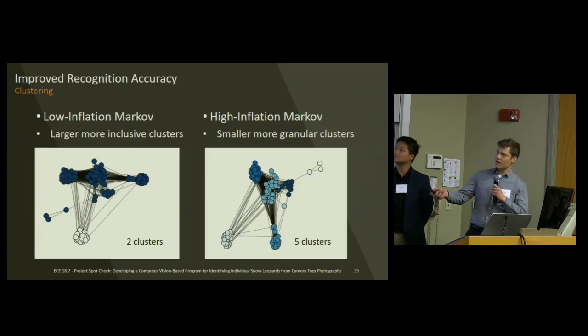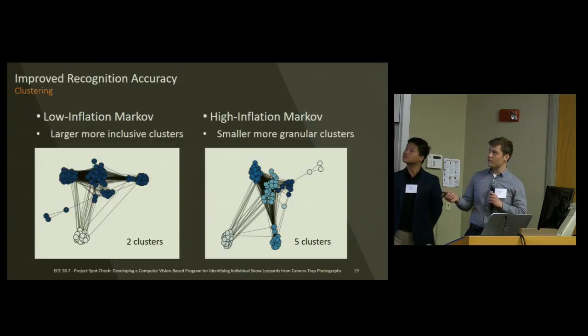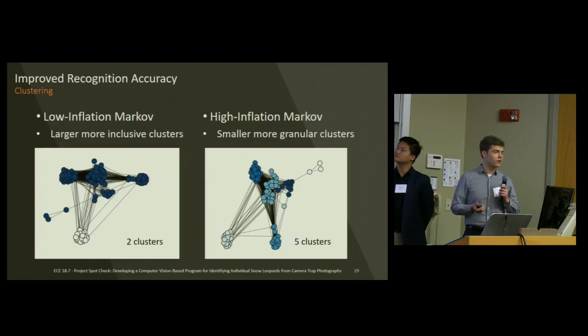So you can see right here, these two images are of the same data set. You can kind of tell if you imagine rotating them in your head. You can see with the lower inflation factor, it only identified 2 clusters, whereas with the higher inflation factor, with smaller, more granular clusters, it counted 5. And we tested this data set for accuracy, and we found that the high inflation Markov is actually more correct. So with this new parameter for Markov clustering, we managed to increase accuracy by an additional 10% over last year's team.